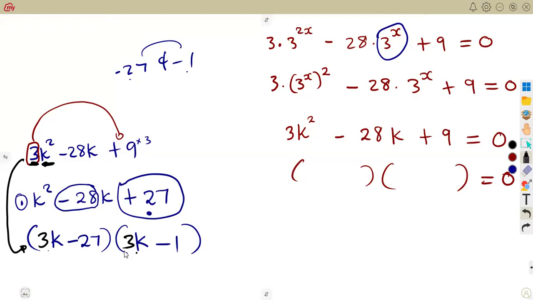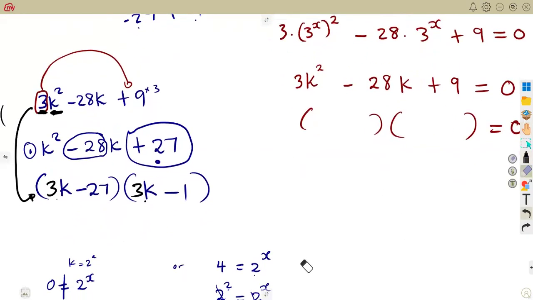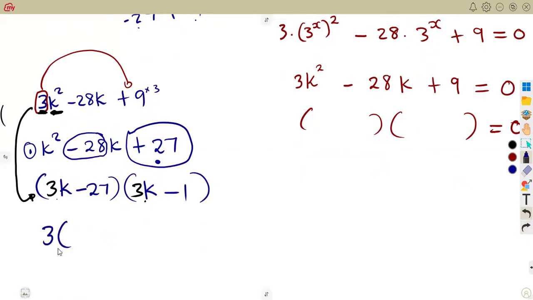Okay, this is where you are. In a bracket where there is anything common, factor it out. Like the first bracket, 3 is common. So you factor out the 3 like this. 3 divided by 3 remains k, minus 27 divided by 3 is going to give us negative 9. And in this bracket, there is nothing that is common, so it is just going to remain as 3k minus 1.